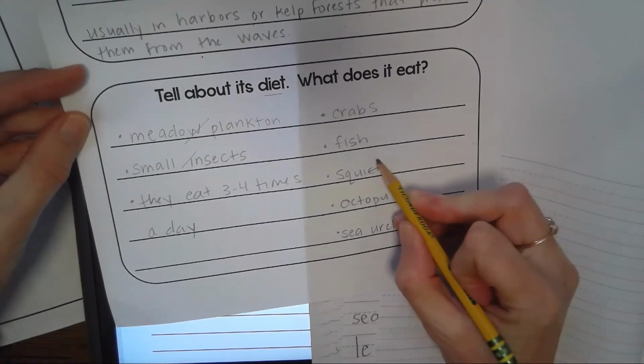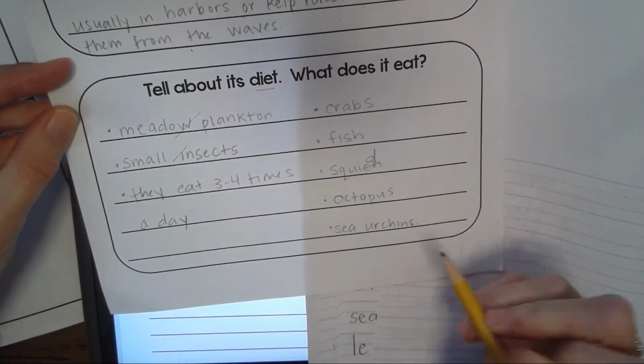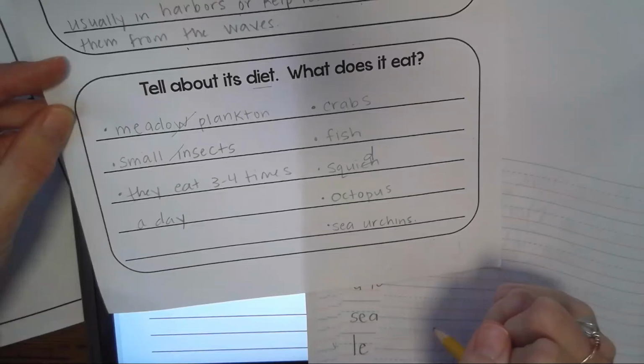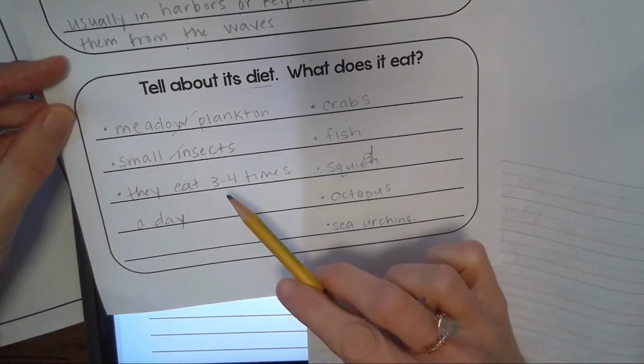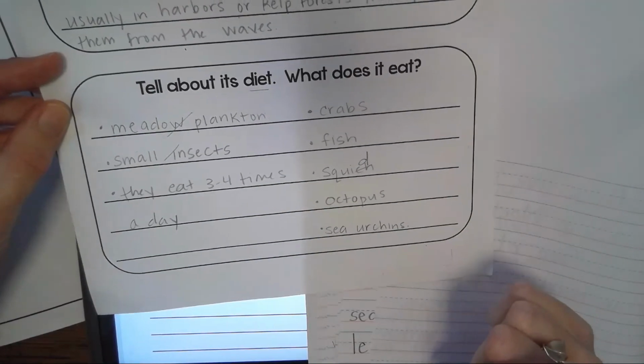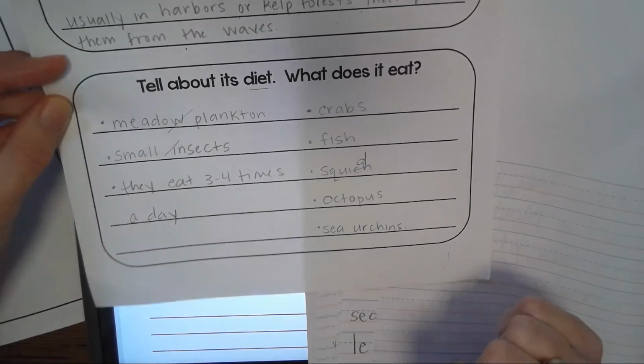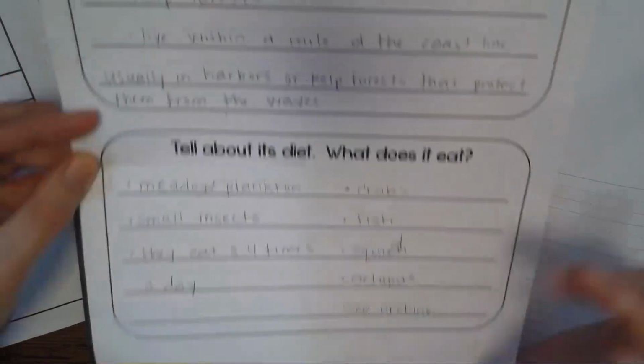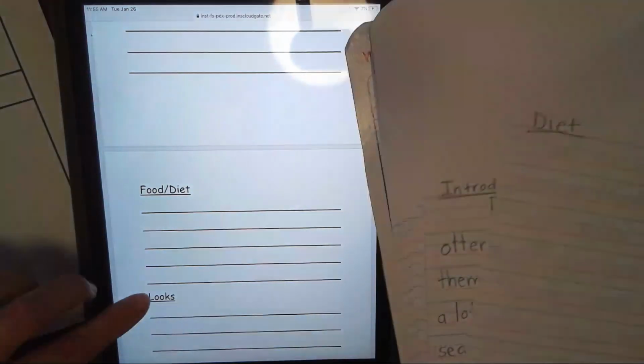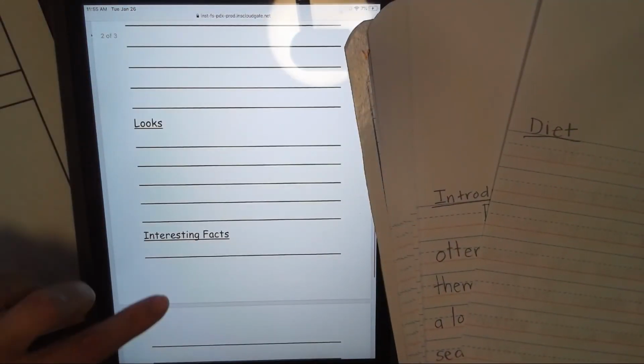See, I know I spelled that wrong. Sea urchins, and sea urchins. And then I would say they eat 3 to 4 times a day. And if I found out any other information about their food and diet, then I would add that there in that paragraph. Okay, so you'll do that for the next few sections, what they look like, and then your interesting facts.